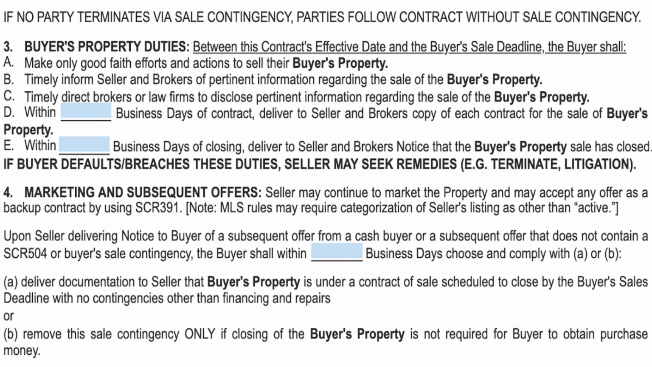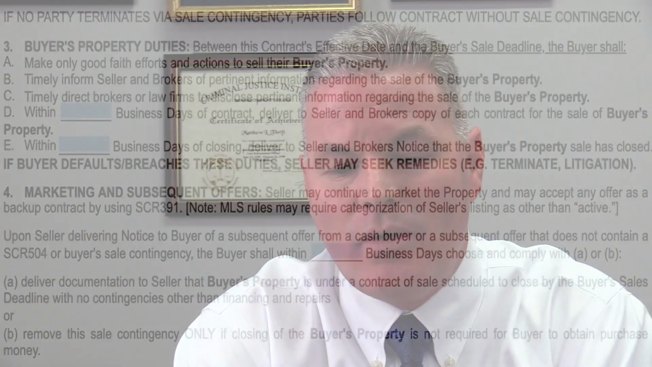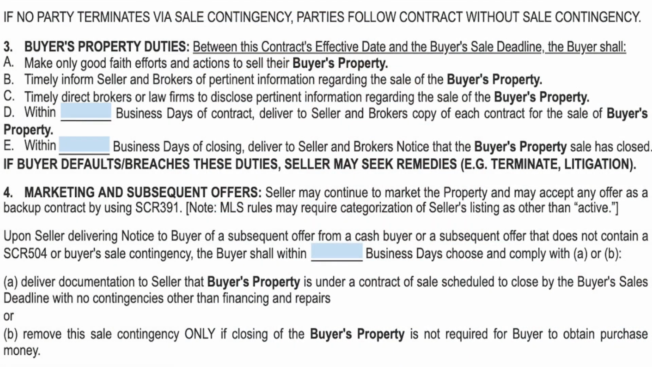backup contract by using SCR Form 391, which is known as the clauses for addendum form. On the very first page of that, at the bottom, it has a backup section. Okay, it says, note, MLS rules may require categorization of seller's listing as other than active. So the seller is going to be going as contingent. Our MLS in Greenville is going to say contingent upon the sale of a buyer's property. So it's going to show that in the MLS.